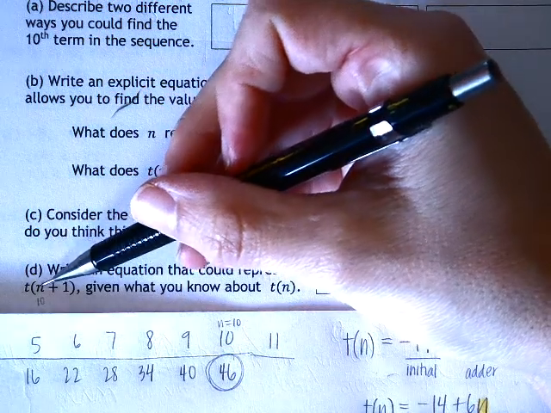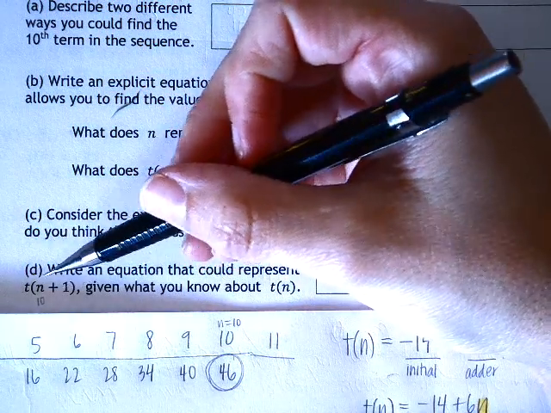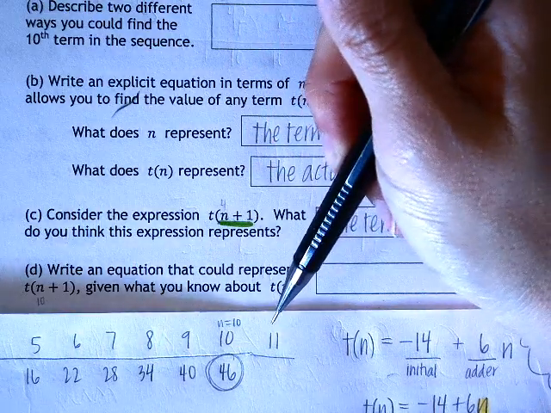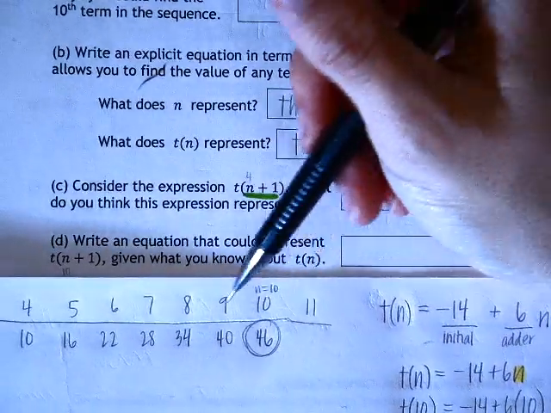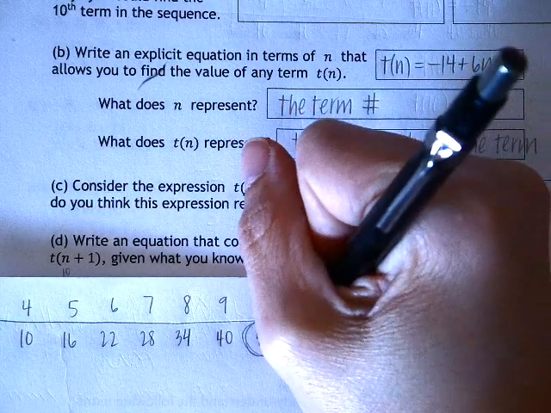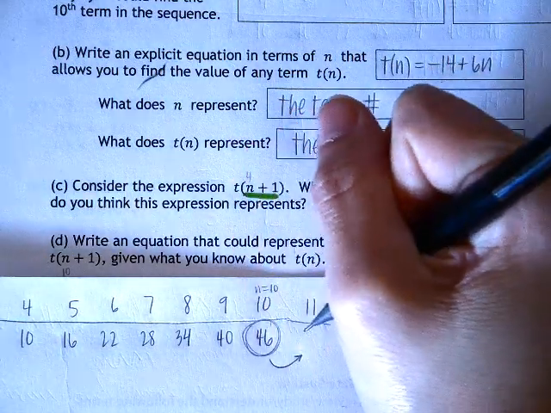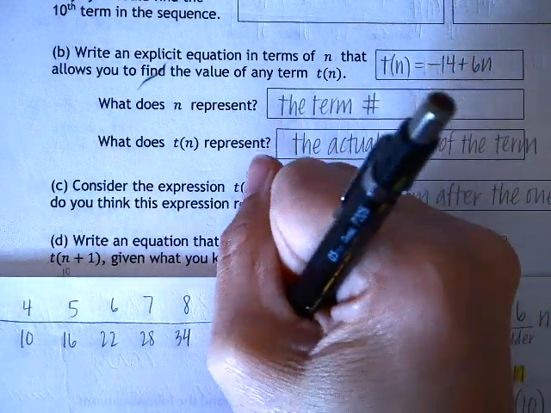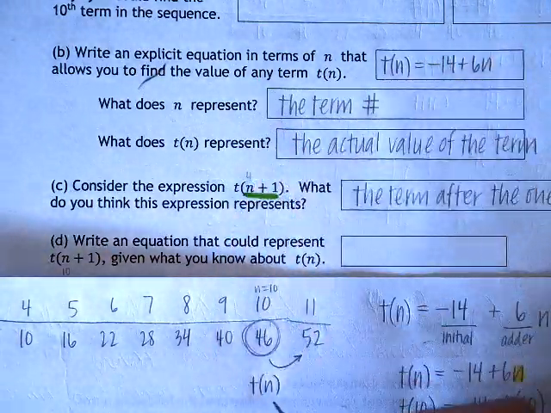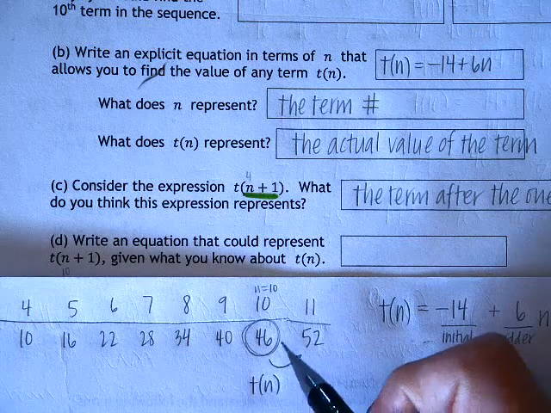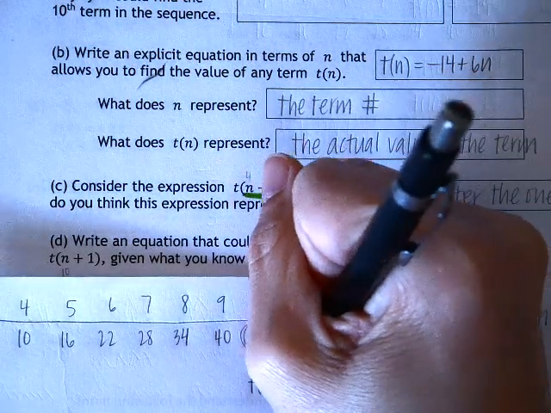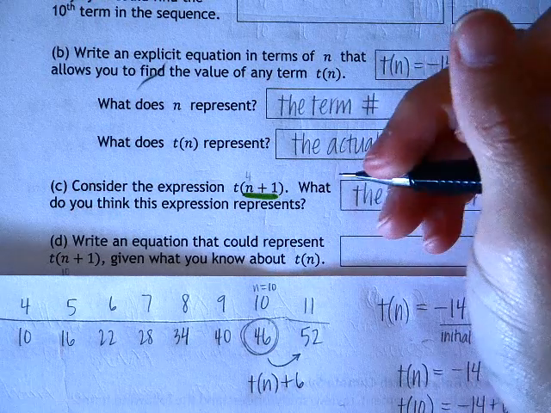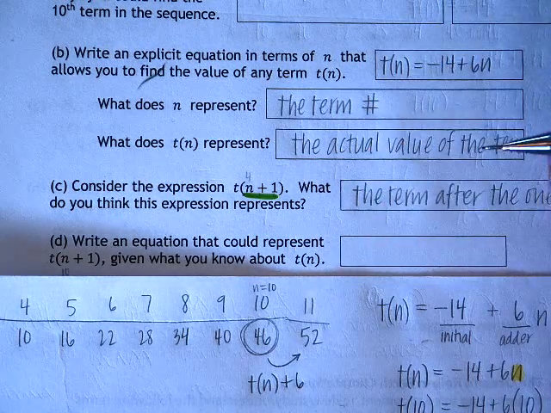If I have t of n plus 1, 10 plus 1 is 11, think about how you'd get the 11th term. If I was keeping this table going, I would simply take whatever was in the 10th spot and add 6 more. In other words, I would take whatever was in the t of n spot, and I would simply add 6 more.